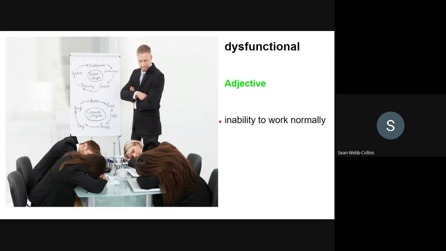And what are the two other word forms that we're looking at for this unit? That's right, the noun dysfunction. And the adverb, dysfunctionally. So once more, the word forms are the adjective dysfunctional, the adverb dysfunctionally, and the noun dysfunction.